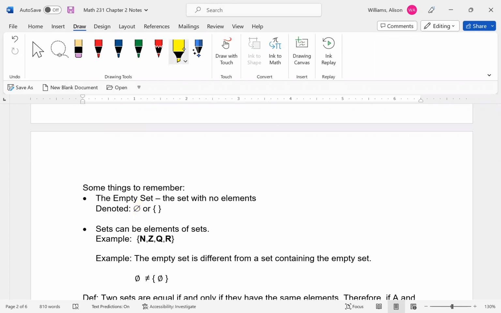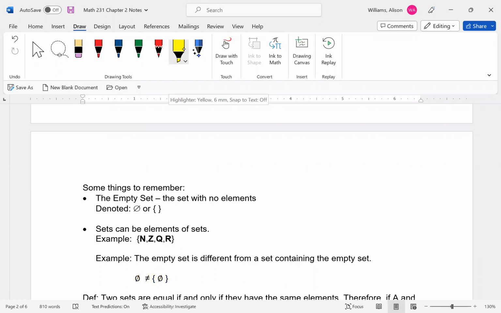Sets can have elements that are themselves sets. So for example, this is the set that contains the natural numbers, the integers, the rational numbers, and the real numbers. And you can even have the set of the empty set. So there is a set that contains the empty set. This is the set that contains the empty set. This is just the empty set. So there's a distinction between these two. Okay, they are not the same.